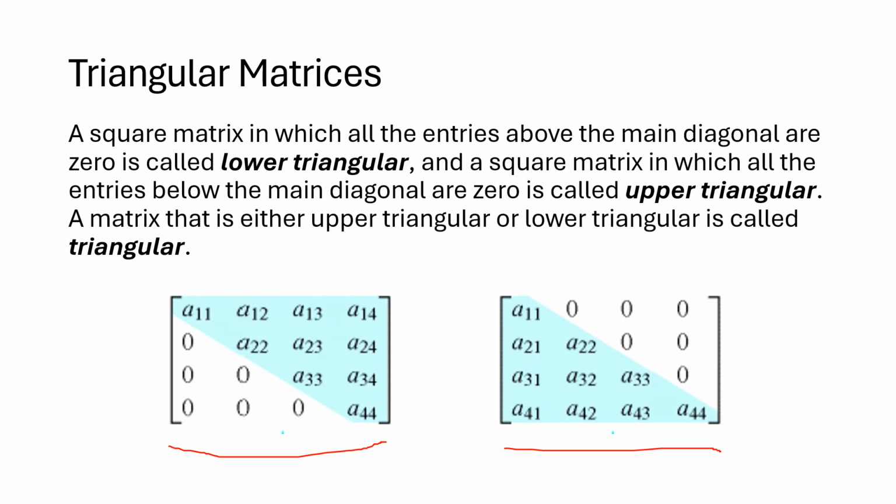Observe that diagonal matrices are both upper triangular and lower triangular, since they have zeros below and above the main diagonal. Also observe that a square matrix in row echelon form is upper triangular since it has zeros below the main diagonal.